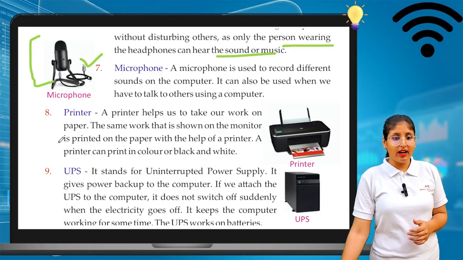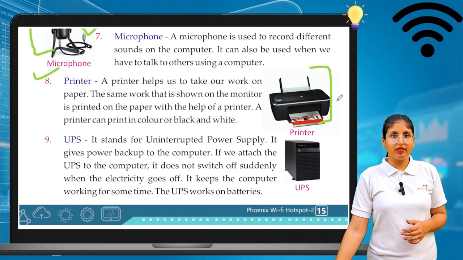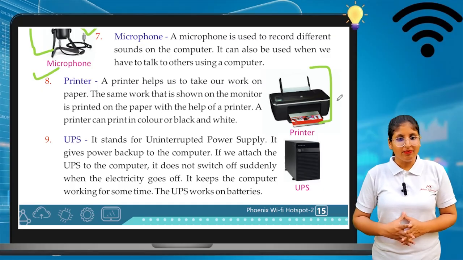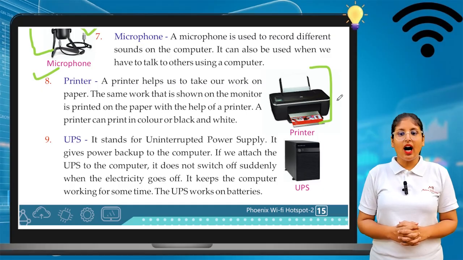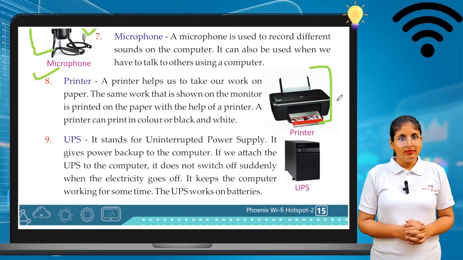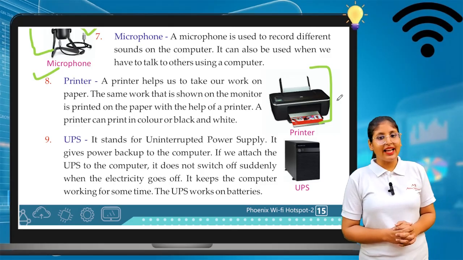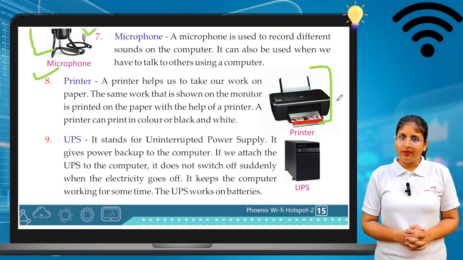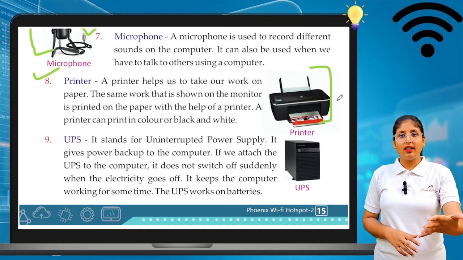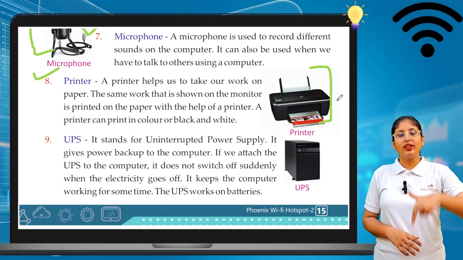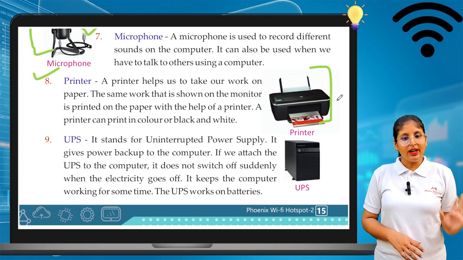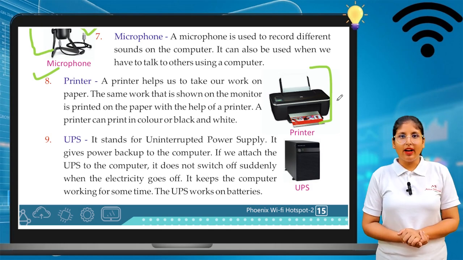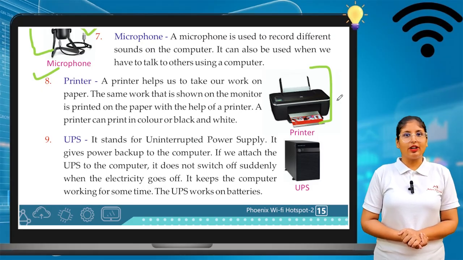Next is the printer. Nowadays printers are there in your homes, and we can take colorful or black and white prints from the printer. A printer helps us take our work on paper. The same work that is shown on a monitor is printed on paper with the help of the printer. A printer can print in color or black and white.